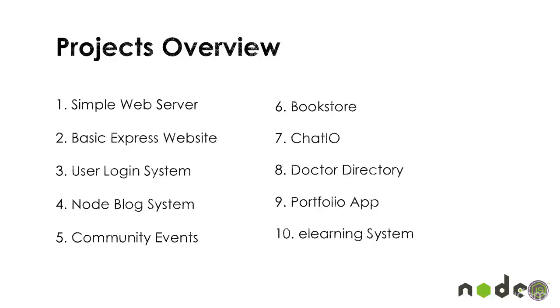Chapter 5 will be a community events program. So basically, we're going to use Drywall for user management, and then we're going to add some functionality for events. Chapter 6 will be the TechBooks bookstore. That'll use Kraken and Express, and will also integrate PayPal a little bit.